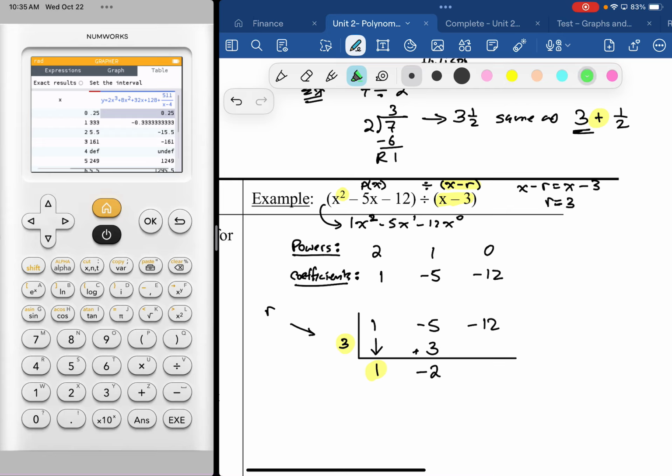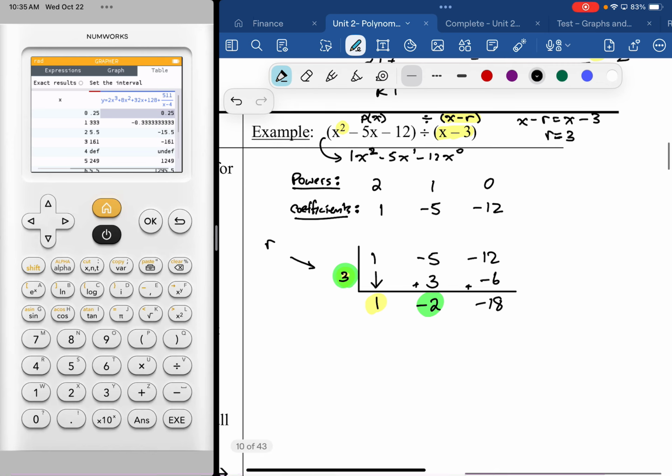Take that result, multiply it by whatever that r value is. That goes under the next coefficient, so -6. Add down the line, and you get -18. All right. So we have the coefficients of our quotient. We just need to know what that translates to in an actual quotient. The last term will always be the remainder.